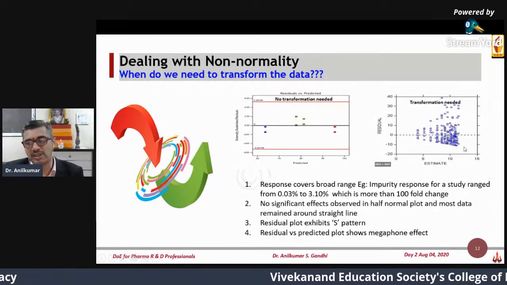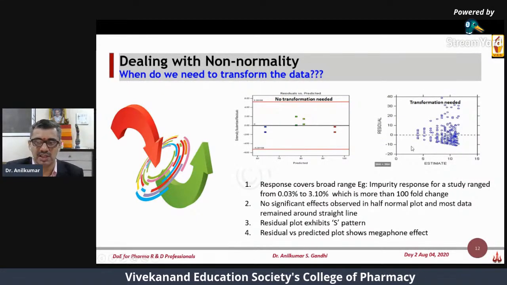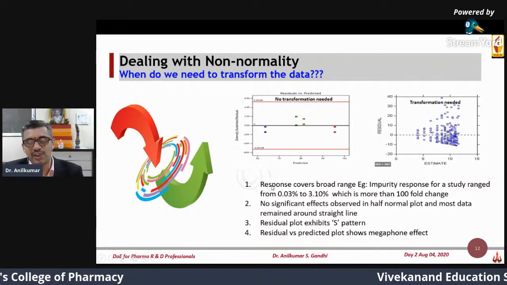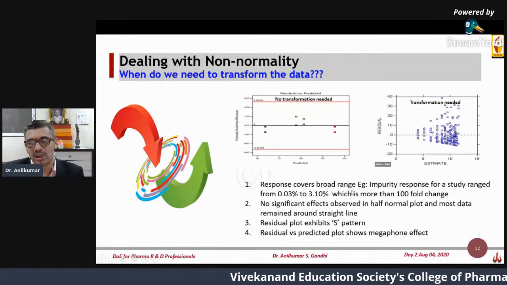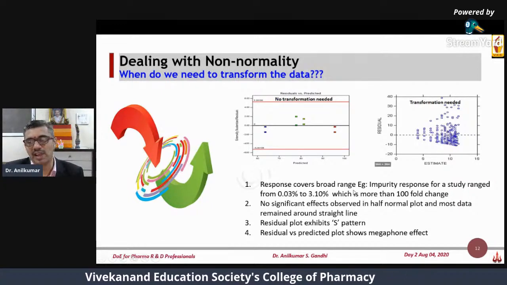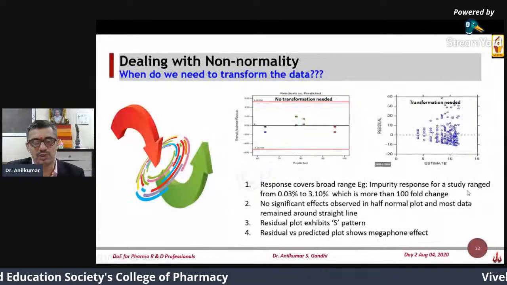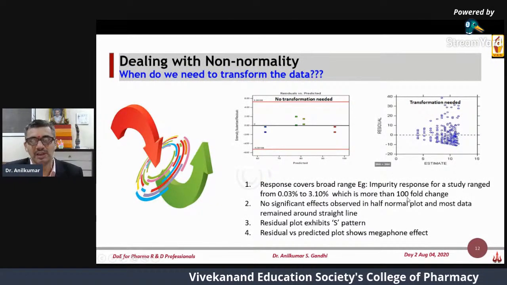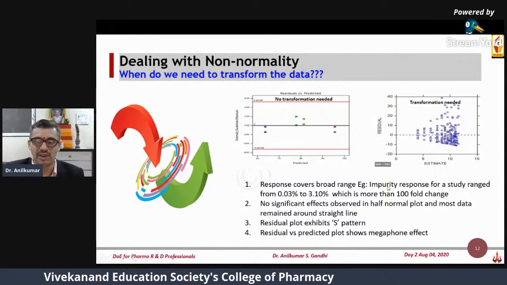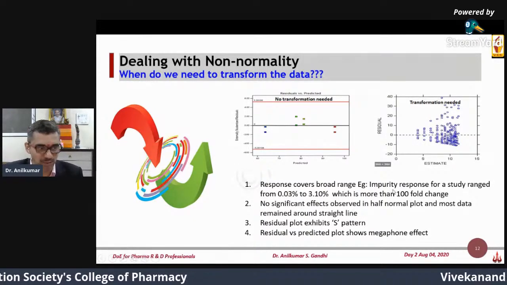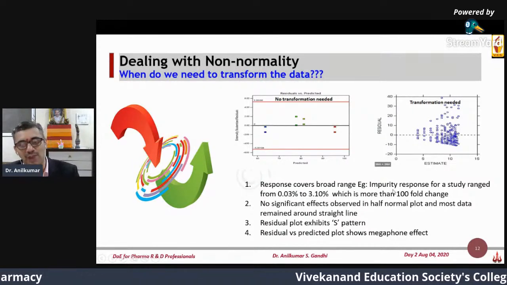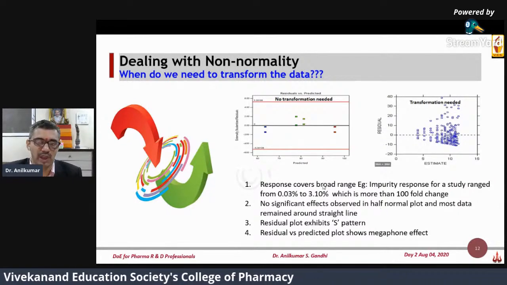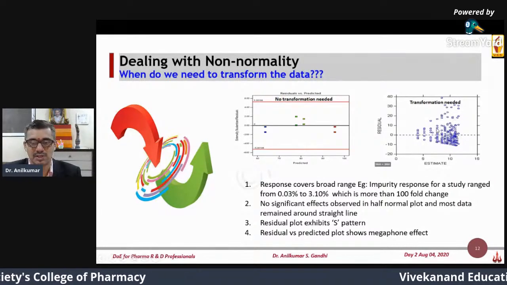Or when do you get this? Let's do first when do you get this, and next slide we'll decide what to do. Typically what happens is when you have a response which is covered over a range, like here you see impurity response ranging from 0.03% to 3.1%, which is more than 100-fold change. Or you have a dissolution value wherein you are talking of 5% dissolution and you are talking of 95% dissolution. Such a broad range of data, then you are likely to see this effect.